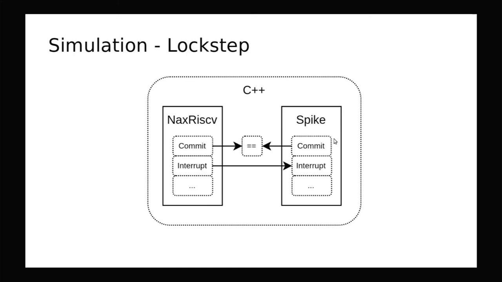It's really a lockstep way, because for instance, when you have an interrupt coming from the outside, Nax will not necessarily take that interrupt in a deterministic manner. It really depends on what it has to do. It may continue a little bit and then take the interrupt. For that reason, when Nax is about to take an interrupt, that interrupt is then proposed to Spike. So there are a few synchronizations between the two models done like this to keep them in the same execution flow.